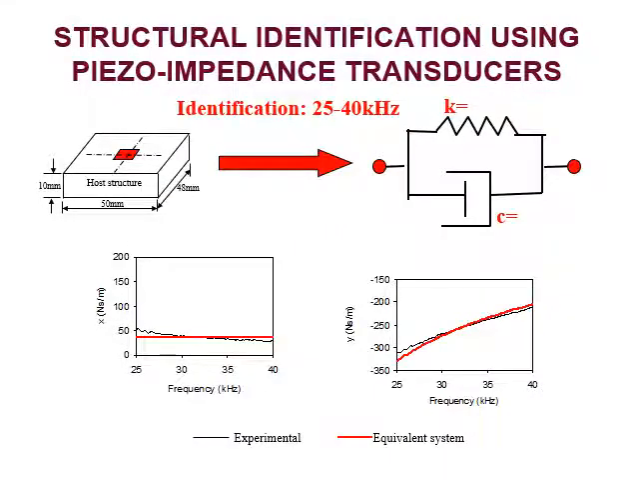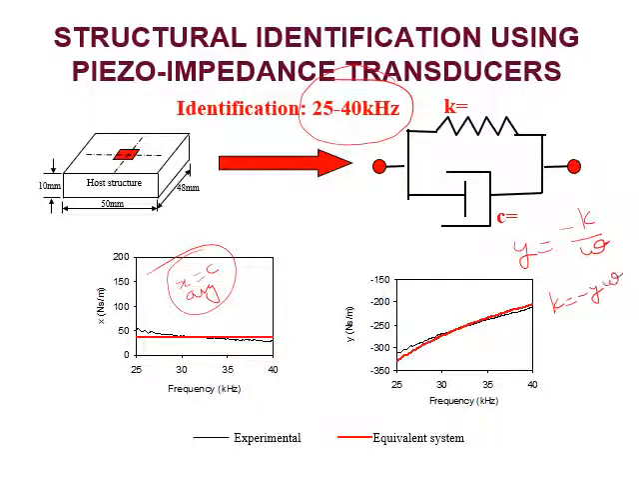So this structure was identified in this particular frequency range, 25 to 40 kilohertz, as a parallel spring damper combination, and by using the equations we can find the values of K and C also. So how do we find the values of K and C? X is equal to C, so the value of X is C. We take the average value and say that this is C. And how do we find the K value? Because Y is equal to minus K by omega, that means K is minus Y into omega. Omega is 2 pi F.